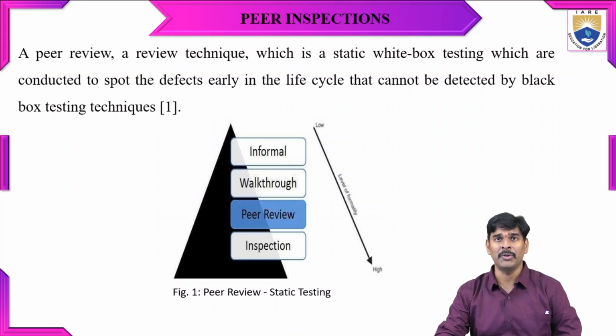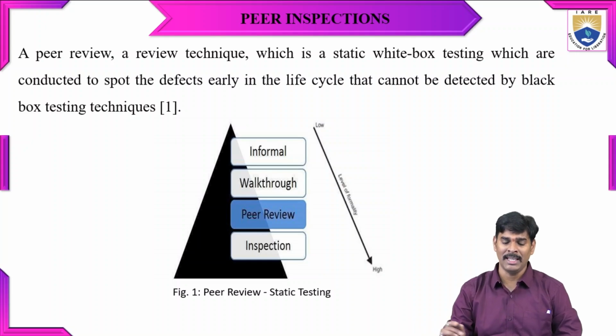Peer review is a review technique which is a static white box testing. We have different types of testing, white box as well as black box. Peer review is mainly static white box testing, so that they can identify the defects or errors in the early stage of the life cycle. In the later black box testing techniques, they cannot identify these different types of bugs.